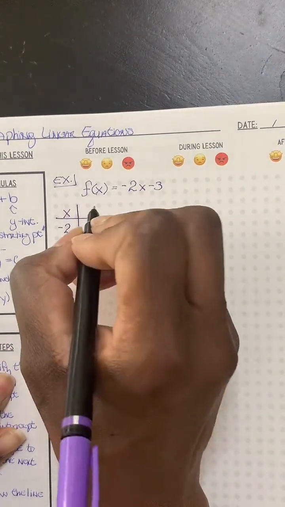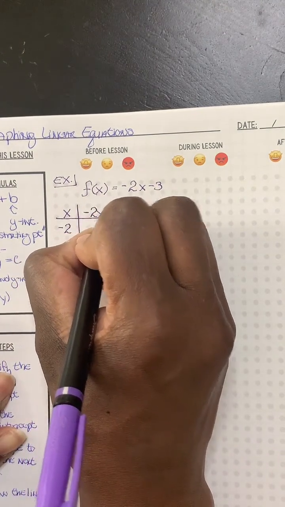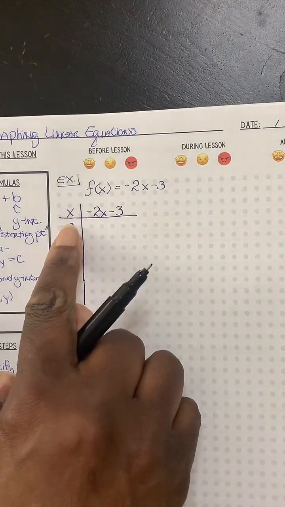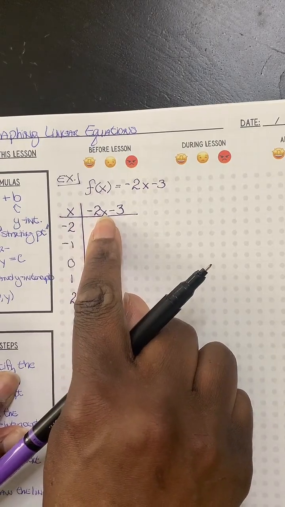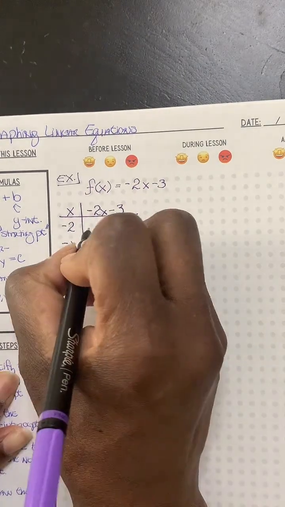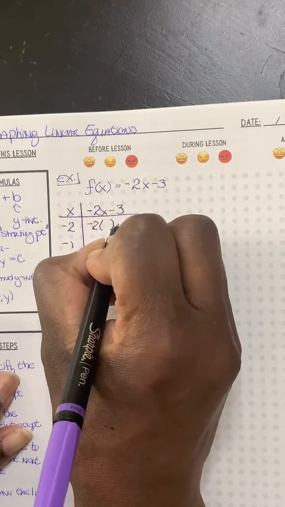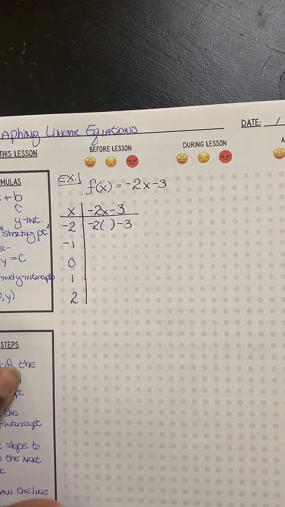If I have my expression here, negative 2x minus 3, I'm basically substituting these x values into this expression for x. So we have negative 2 times our x, minus 3, and our x value is going to equal negative 2.